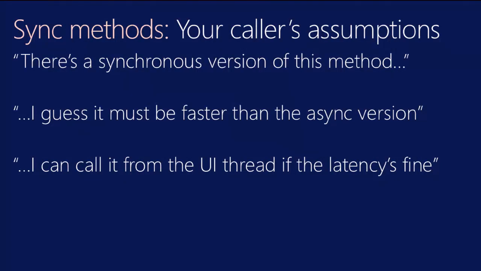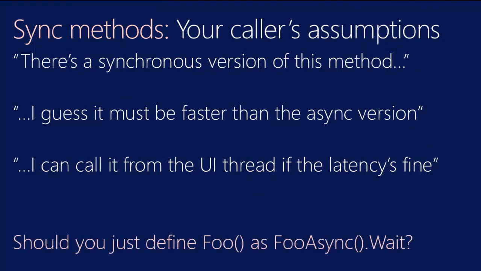I know by my domain knowledge that the latency is going to be fine, so I'm just going to call your synchronous method, even though there's the async one there. So these are things users are going to tell themselves, right, when they see that you have both a sync and an async method. And so does it make sense for you to expose Foo if all you're going to do is call FooAsync.Wait or FooAsync.Result?